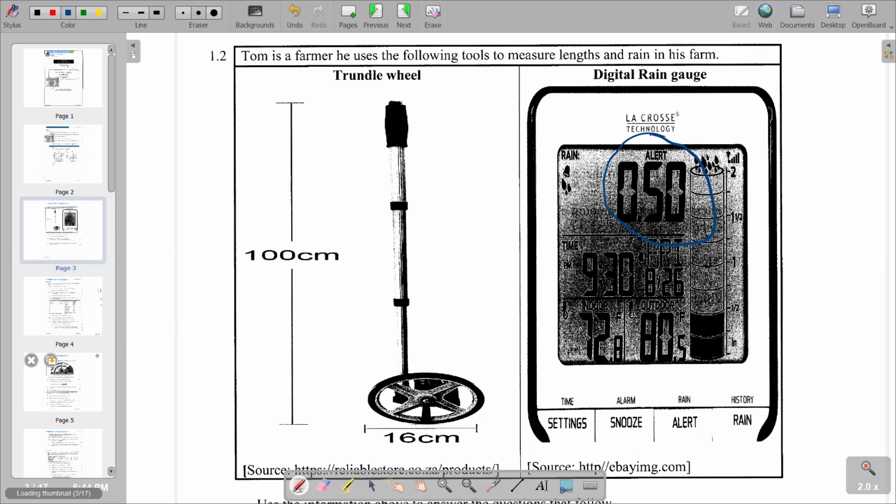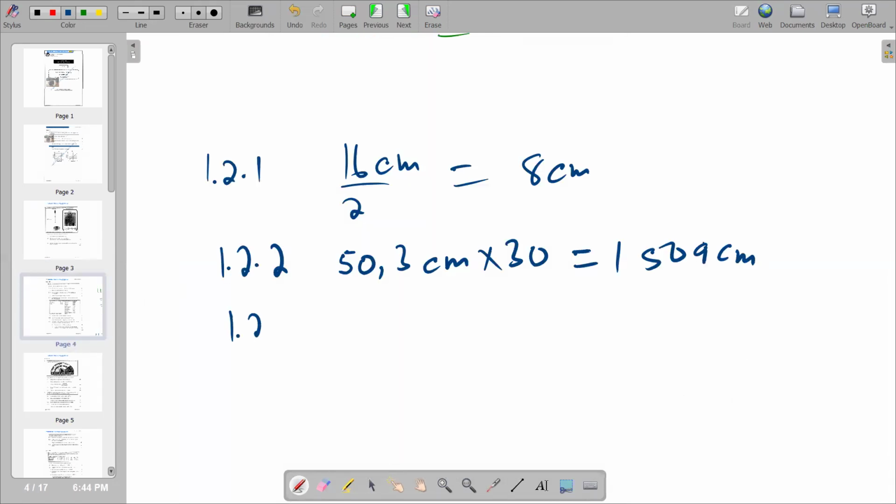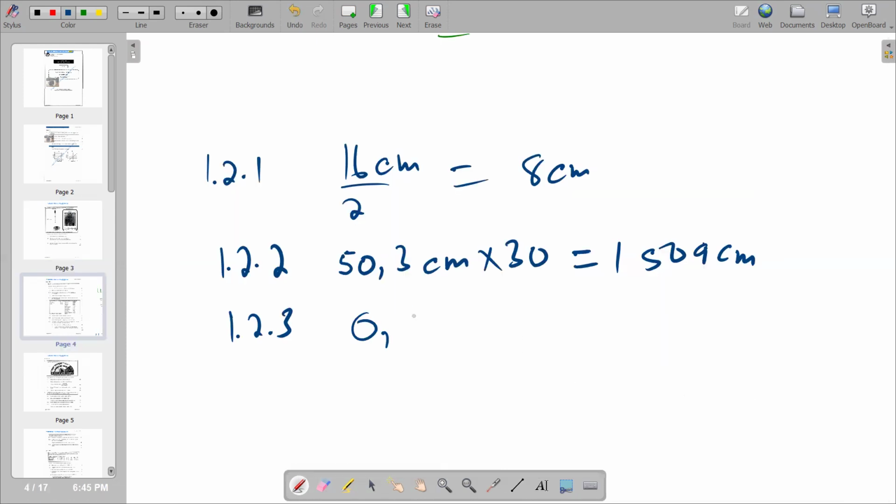So on 1.2.3, we are saying 0.5 inches. We have our 0.5 here, so we are just going to present it as such. So this becomes our response on 1.2.3.